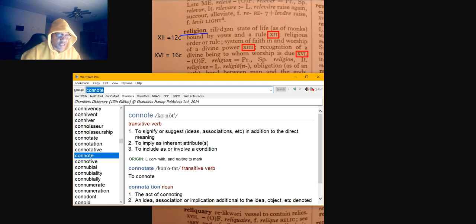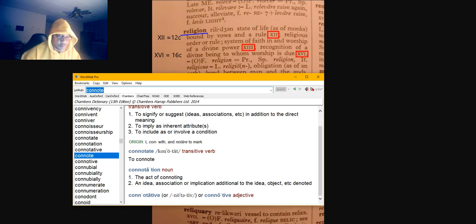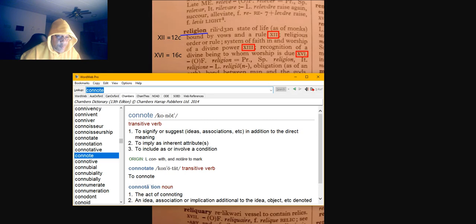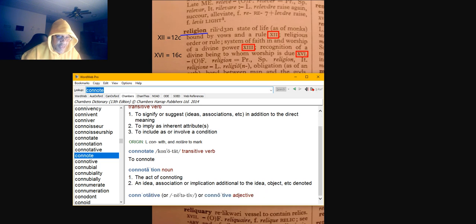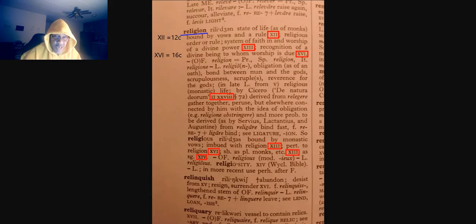Cardinal. Let's look at some. See, here's some synonyms. So it's people's ideas, their opinions, their political opinions. You know what I'm saying?